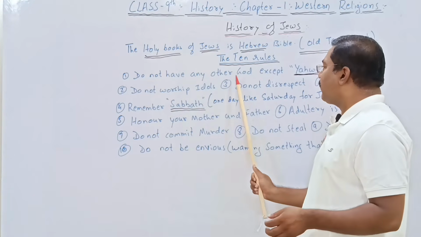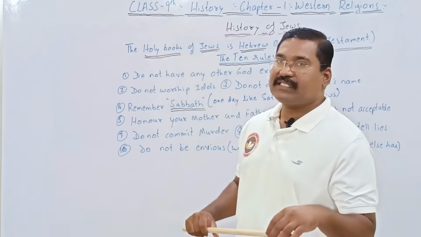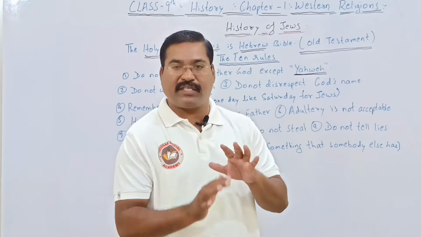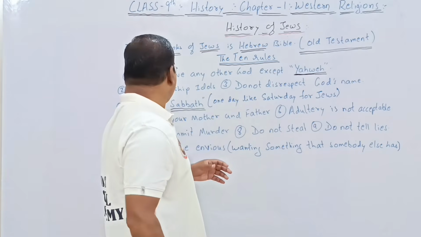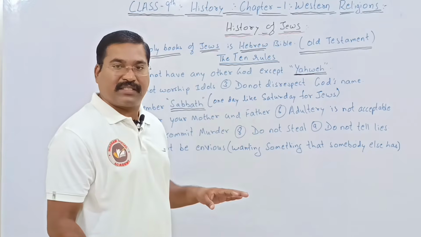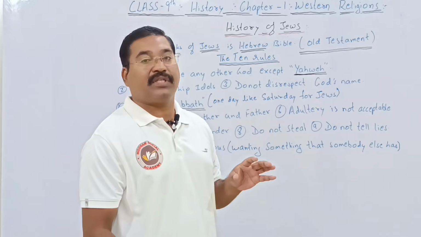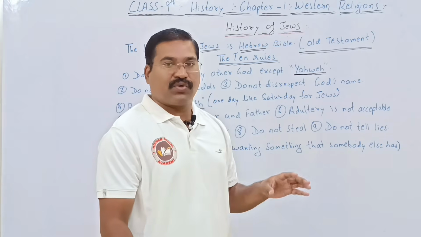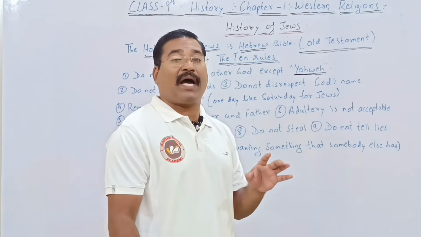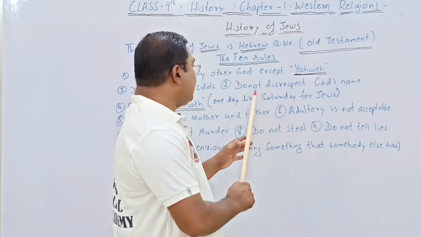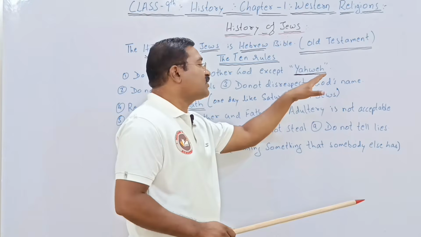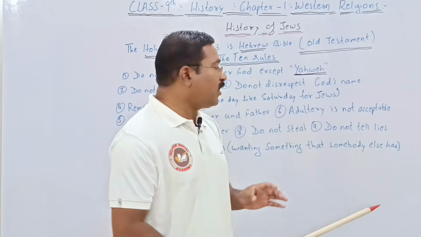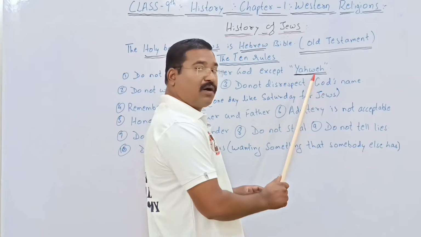So, do not have any other God except Yahweh. Here it is clearly mentioned that except Yahweh, no other God should be prayed to. Another rule: do not worship idols, which we call Murti puja in Hinduism. Murti is nothing but an idol. According to this belief, there should be no idol worship, and do not disrespect God's name or use it in a wrong way.